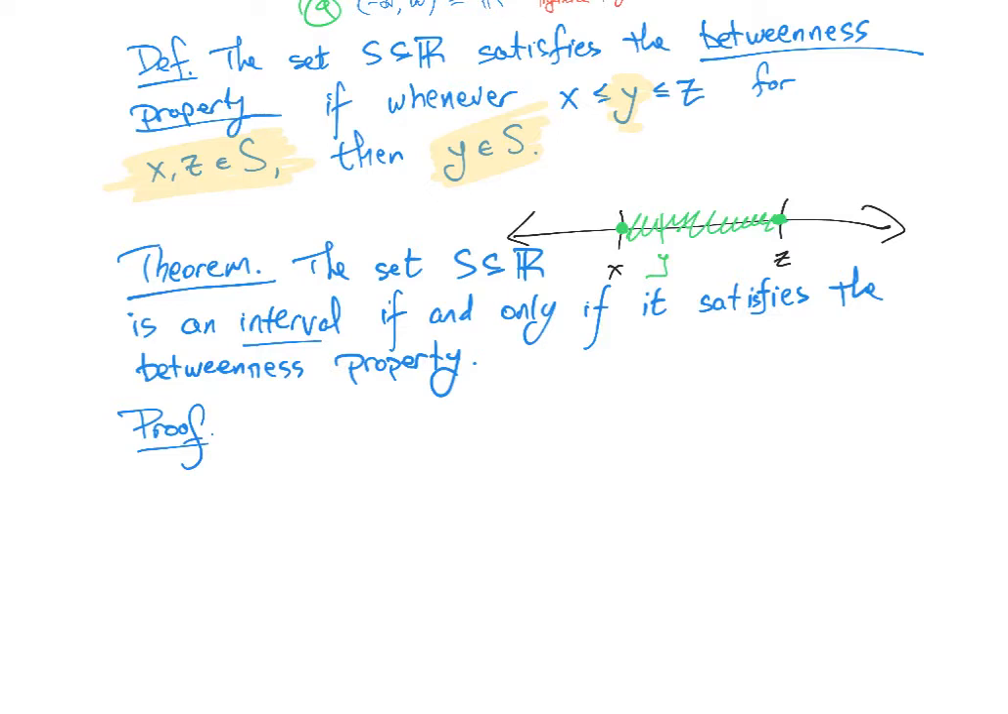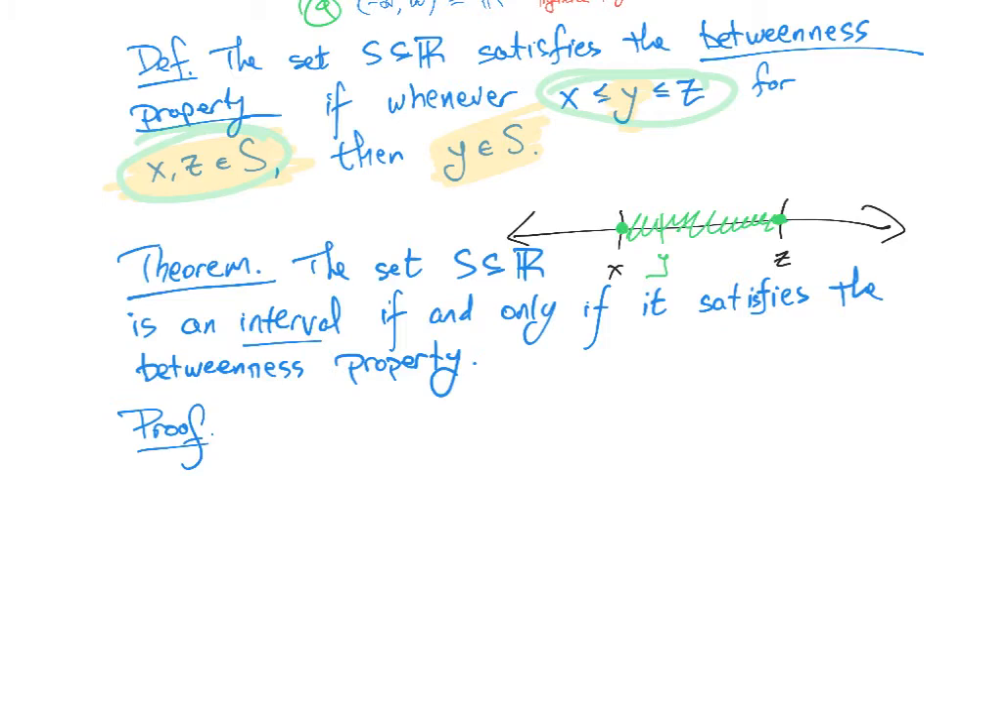And next you might want to think about the empty set. If your set is the empty set, then there are no x and z in there. So you will never have that condition. You will never have x less than or equal to y less than or equal to z for x and z in the empty set. And therefore, the empty set satisfies the betweenness property vacuously.